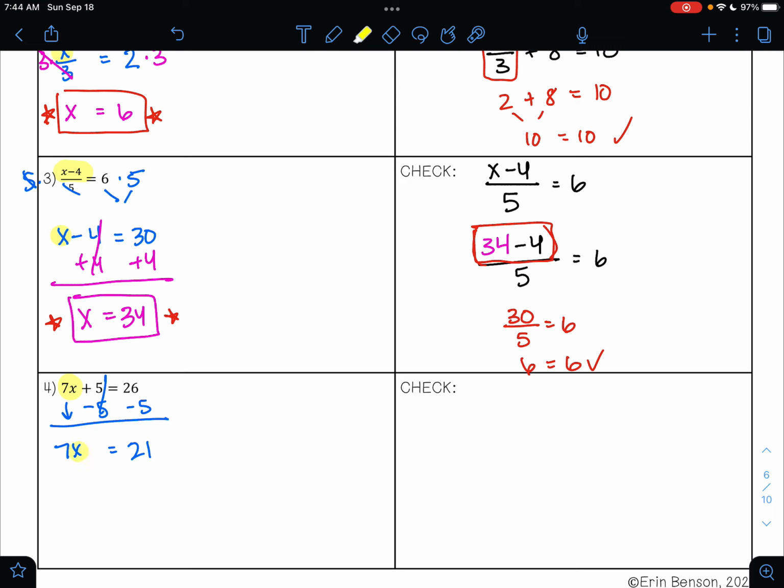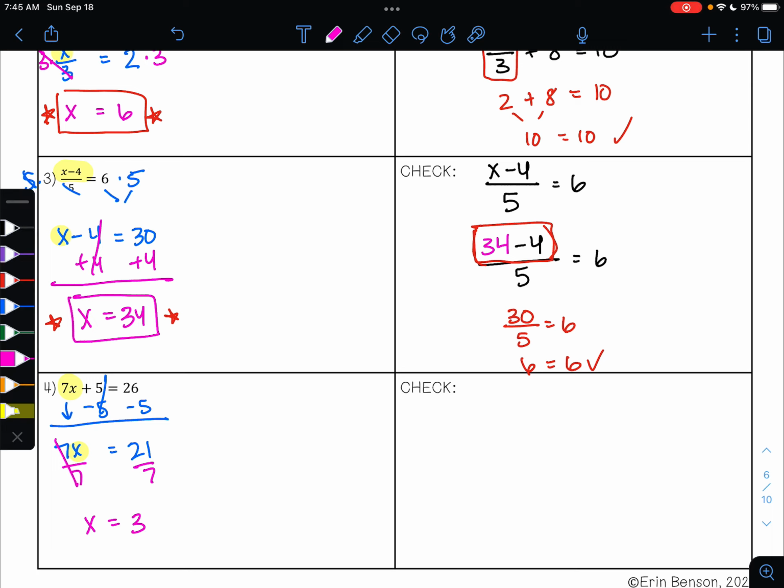Right now, what operation is happening to x? Multiplication. How do I undo multiplication? Division. 7 divided by 7 is 1, so it's going to leave me with 1x. 21 divided by 7 is 3. So my answer is x equals 3.